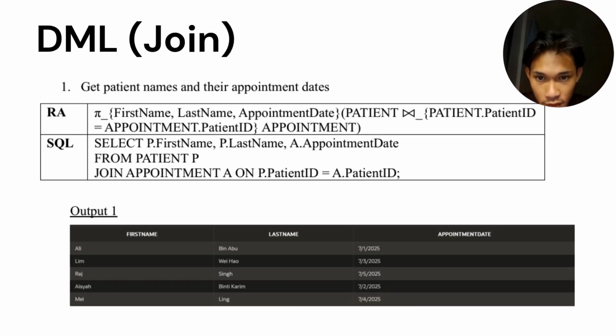So for the join operation, I need to get patient names and their appointment date. So this I use join on operation, join patient ID from table patient and also with patient ID from table appointment. So we'll get 5 different data.